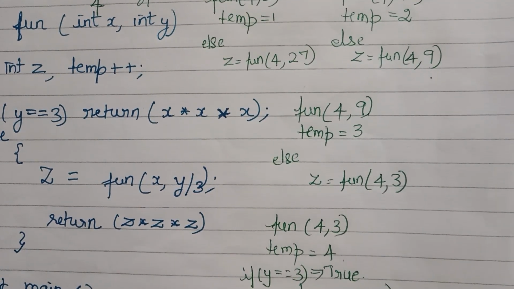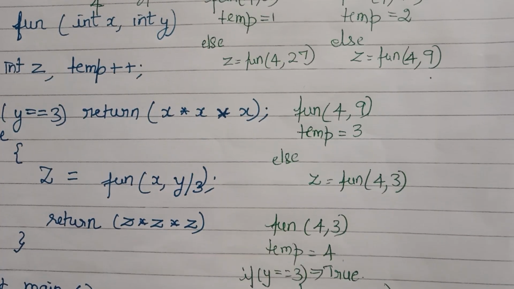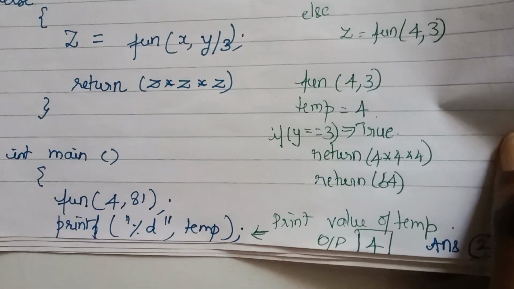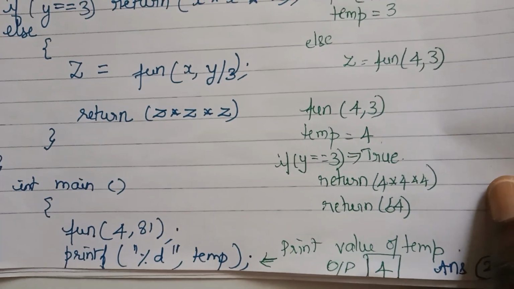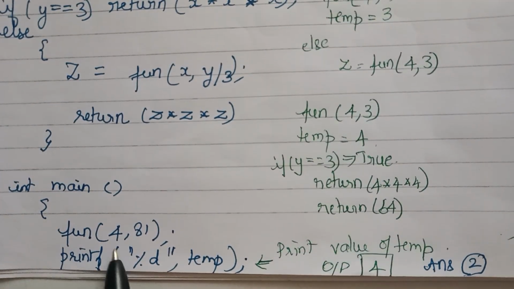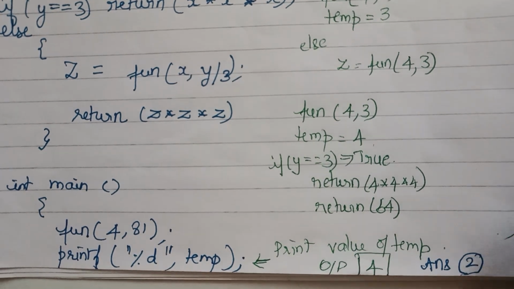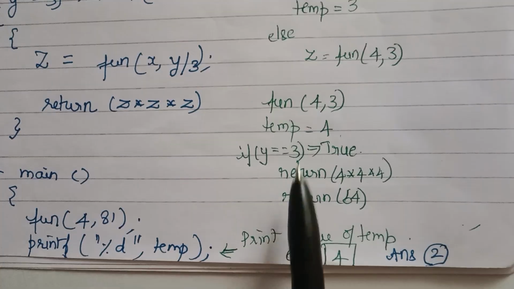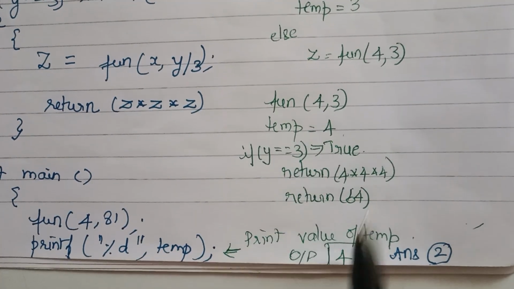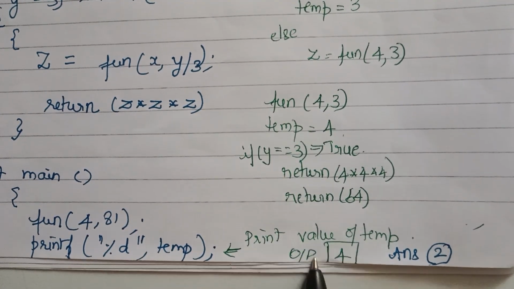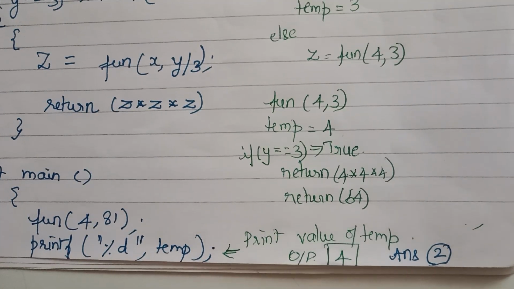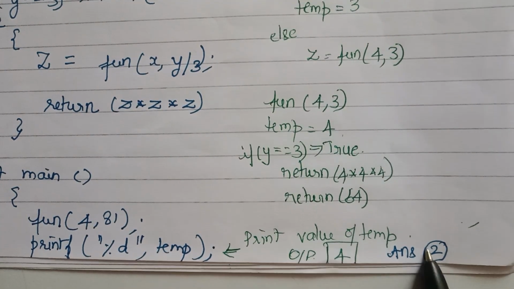So what will be the value? Finally what they are asking is to print the value of temp. So in the main they ask to print the value of temp. What is the value of temp? Here the last final value of temp is 4. When this becomes true, the last value of temp is 4, so the value 4 will be printed, that is the output is 4, and the answer is 2.